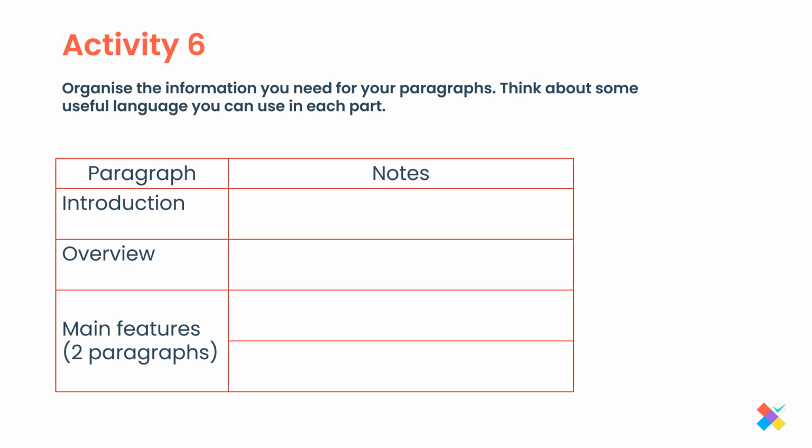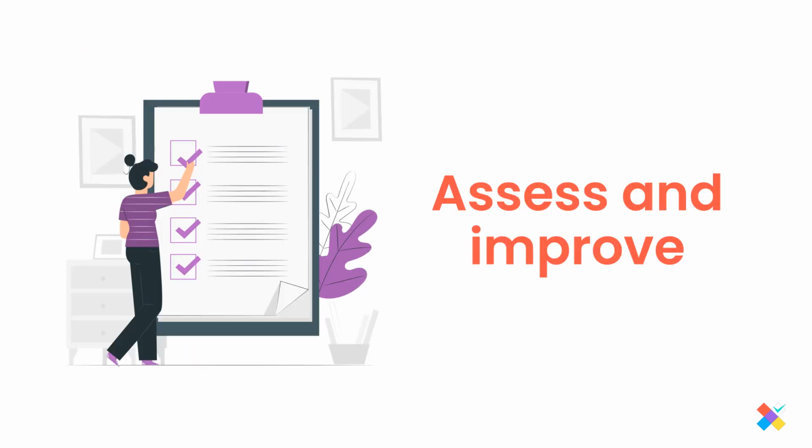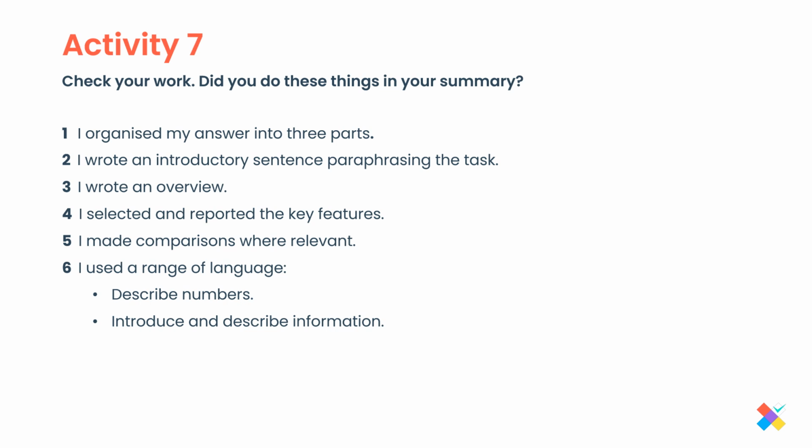Okay, now that you're done with your planning, I would like you to take around 12 to maximum 15 minutes to actually write your answer. If you have a study buddy, you could work together and review each other's work and make suggestions for improvement. After you have finished writing your summary, I would like you to spend a few minutes to check your work and then answer these questions and see if you have included them in your summary. And it's very important to do so at the end of each summary you have written, because this way you're going to improve your writing.